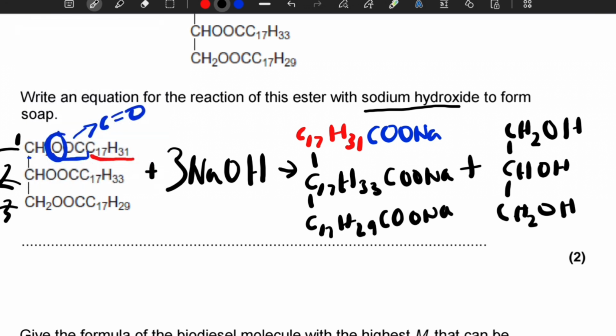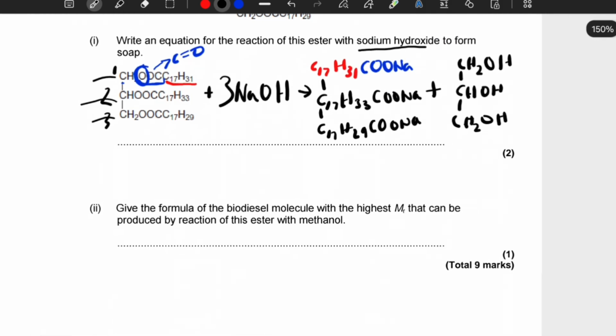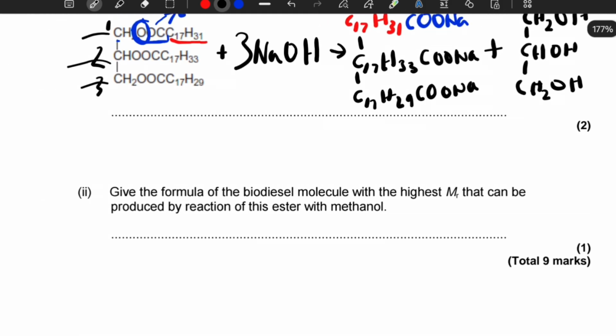Okay. Next question. Give the formula of the biodiesel molecule with the highest Mr that can be produced by reaction of this ester with methanol. Guys, with methanol. Big clue: we already said that biodiesel is formed by the vegetable oil, which is a triester, reacting with methanol, forming biodiesel and glycerol. So the highest Mr.